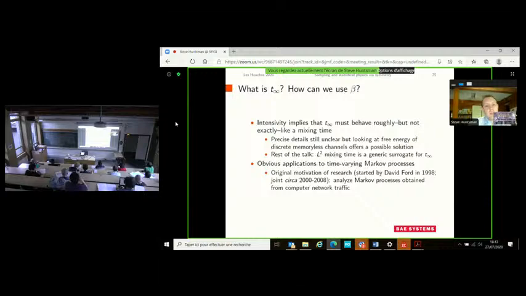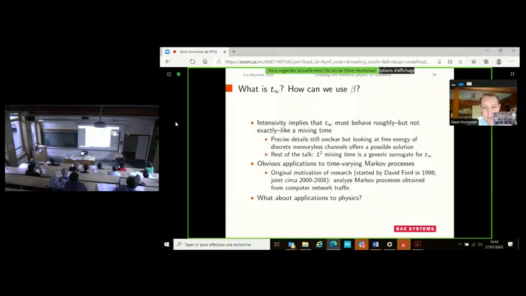So as I mentioned, there are obvious applications of this idea to time-varying Markov processes, and what David Ford did in '98, and what I joined up with him on, was to analyze computer network traffic using these ideas. This came out of NSA and was declassified in 2000 or 2001. There were at least 3 companies formed on the basis of this idea, one of which sold to Cisco for, I want to say, 500 million, and the other 2 later on were not as successful.